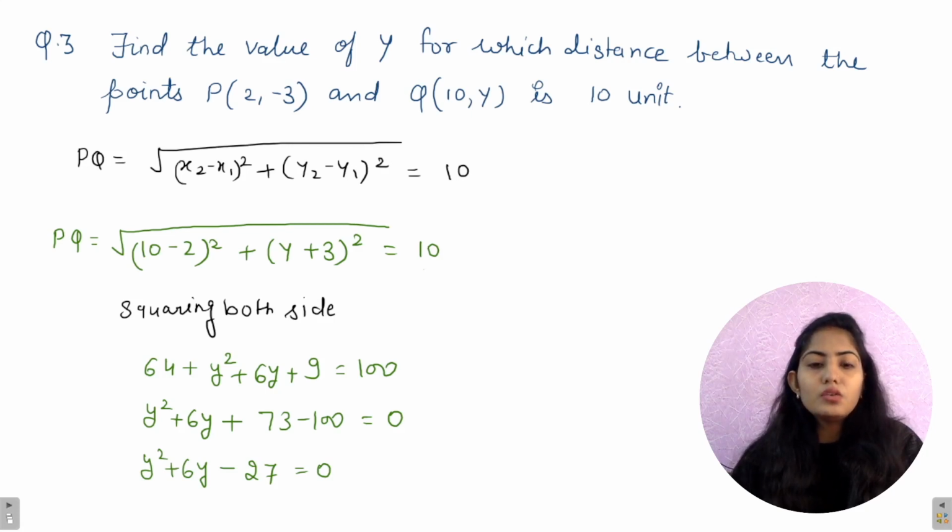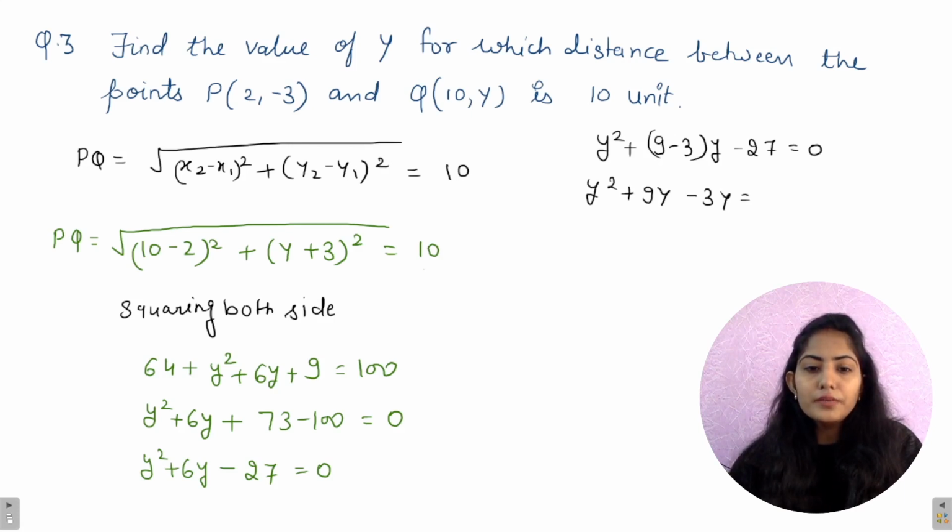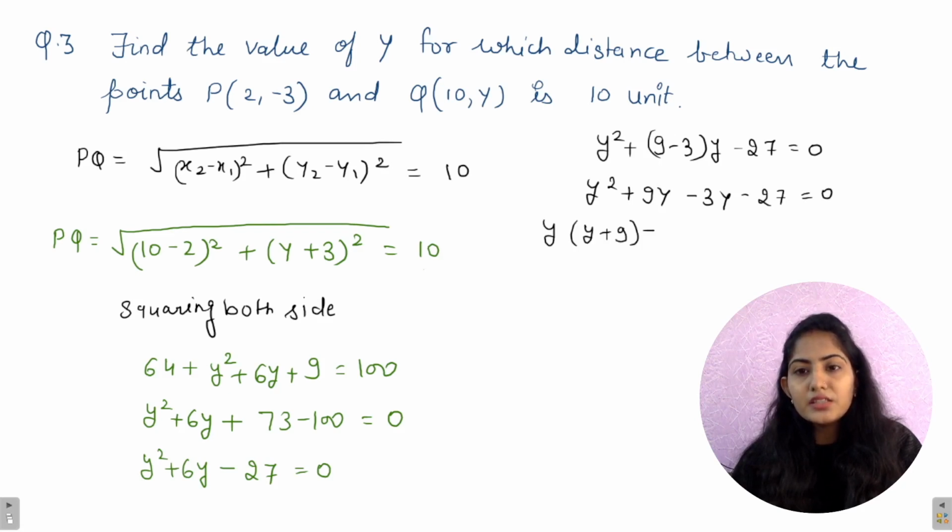After subtraction we should get 27, so it's 3 and 9. So y square plus 9y minus 3y, minus 27, is equal to 0. Now y is taken as a common factor, so it becomes y plus 9, and minus 3 is taken as a common factor, so y plus 9 equals 0.